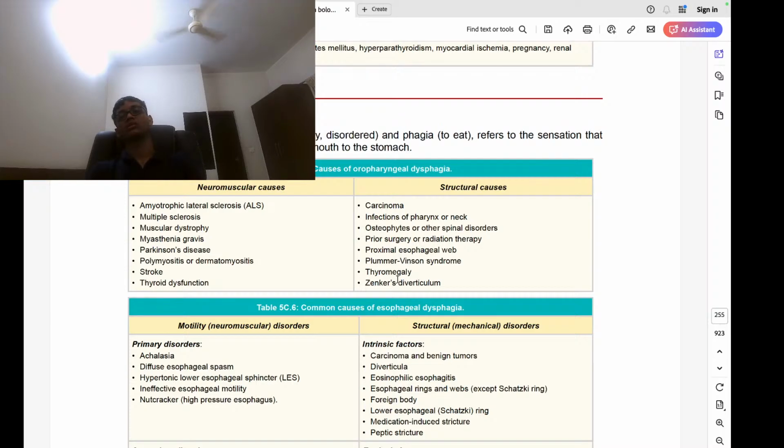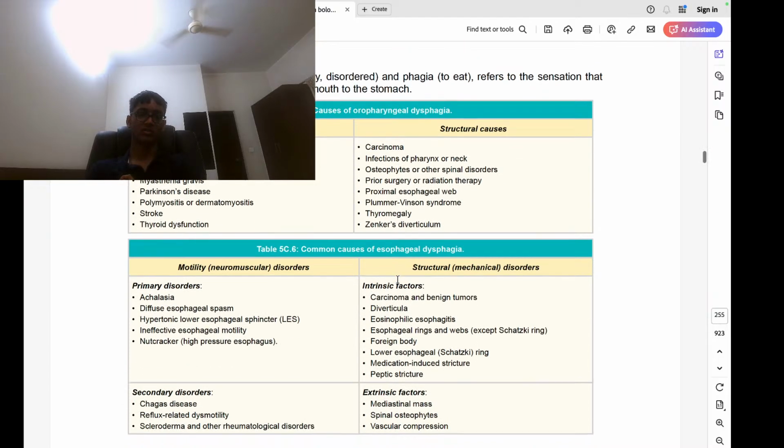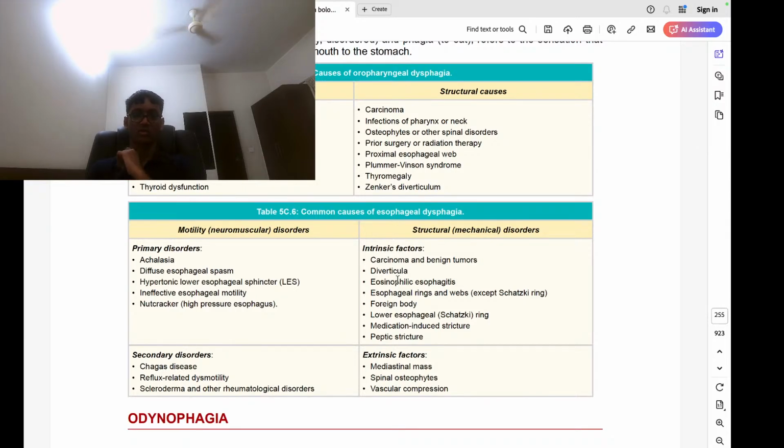Structural causes are carcinoma, infection of pharynx, osteophytes or other spinal disorders, prior surgery or radiation therapy, proximal esophageal web, thyromegaly, and Zenker's diverticulum. So common causes of esophageal dysfunction are motility and structural causes.